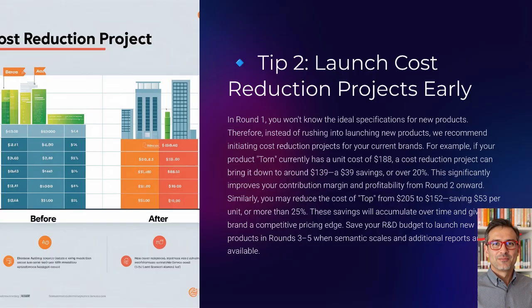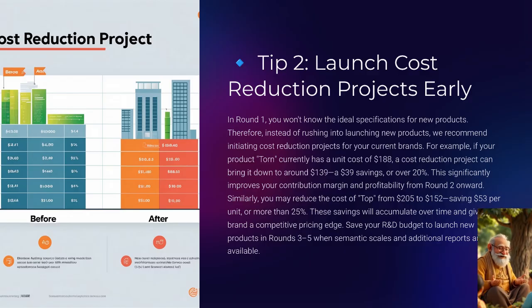This significantly improves your contribution margin and profitability from round 2 onward. Similarly, you may reduce the cost of Top from $205 to $152, saving $53 per unit, or more than 25%. These savings will accumulate over time and give your brand a competitive pricing edge. Save your R&D budget to launch new products in rounds 3 to 5 when semantic scales and additional reports are available.